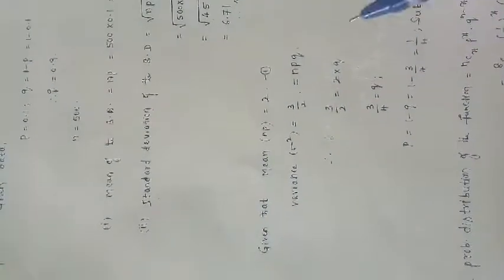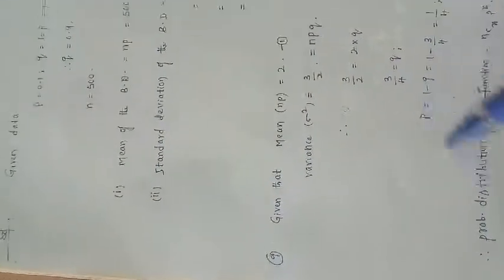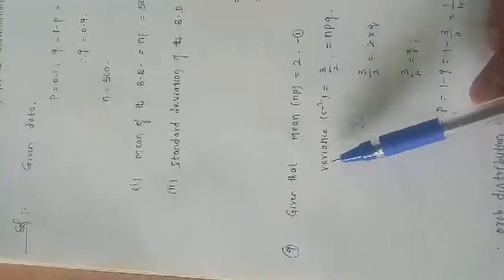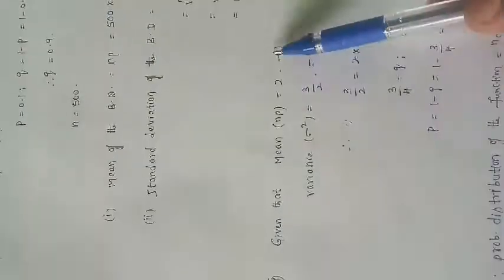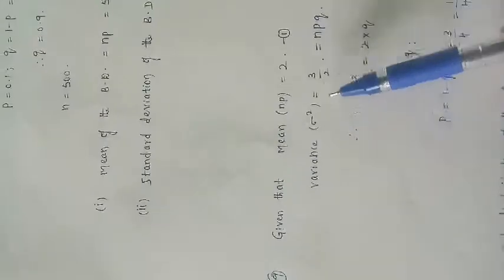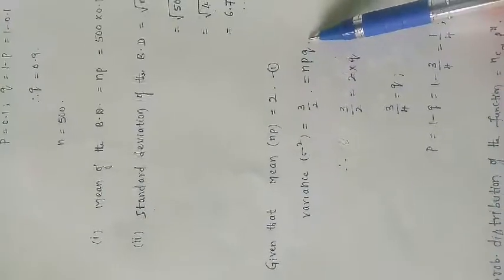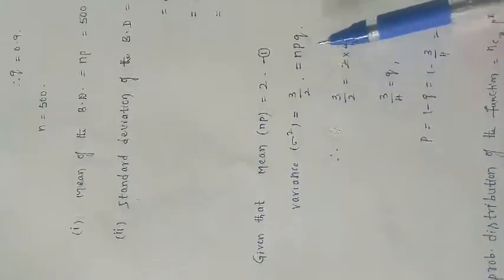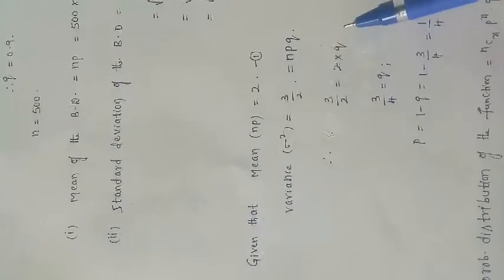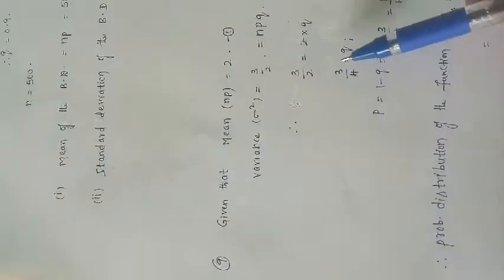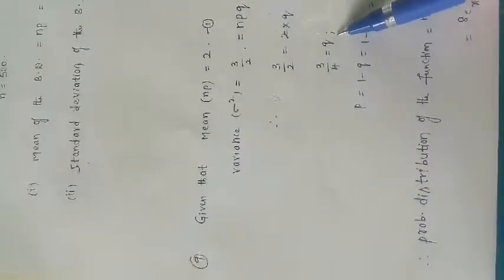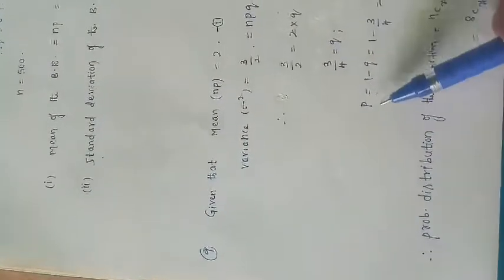Next, exercise 9th problem. Given that the mean is equal to 2. Mean is nothing but np, so np value 2 they have given. Next, the variance sigma square value is given as 3 by 2. Sigma square formula is npq, right? Substitute the np value, 2. In place of this, substitute 2 into q is equal to 3 by 2, bring this side, 3 by 4 is equal to q.